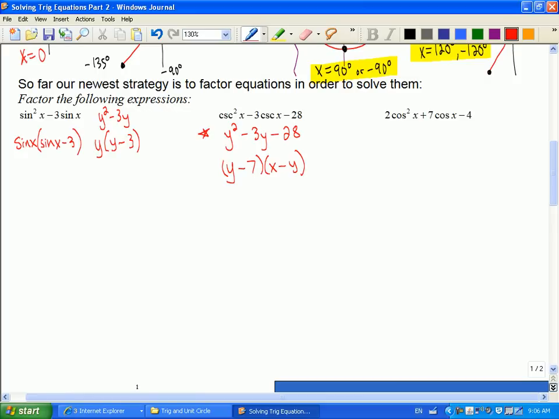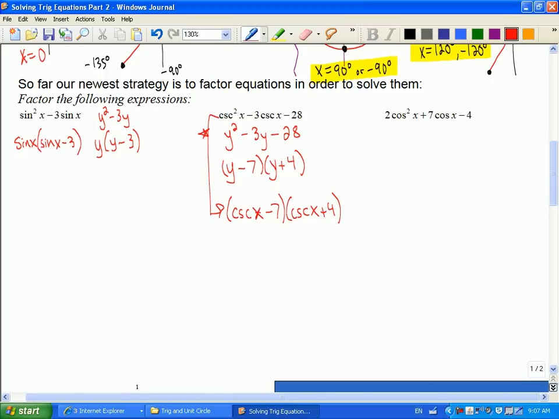So instead of it being y minus 7, well, how did I end up with x minus y there? Oh, so it should be x plus 4. Is that better? All right. But instead of using the y's, what you're thinking of this year is you're going to be working with cosecants. So it's going to be cosecant x minus 7, cosecant x plus 4.